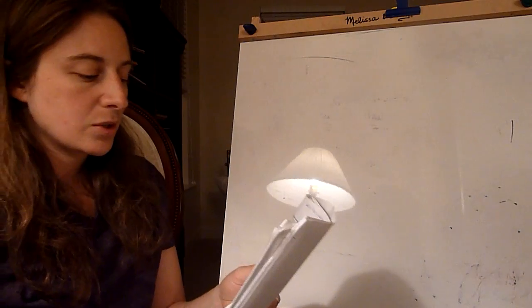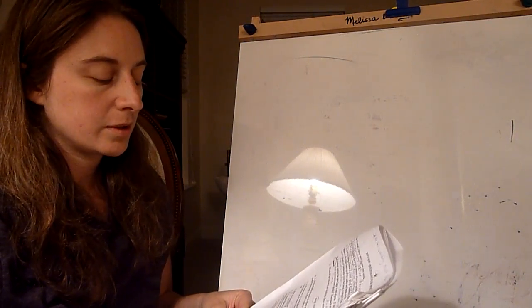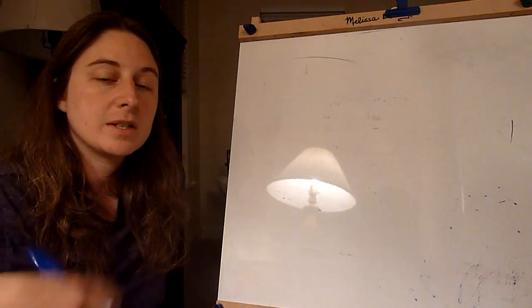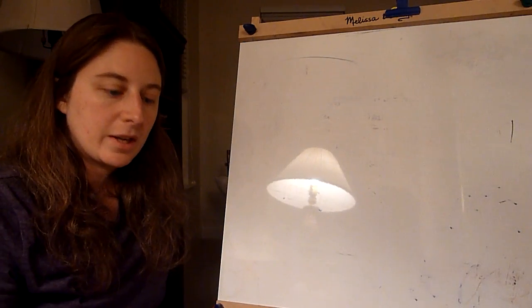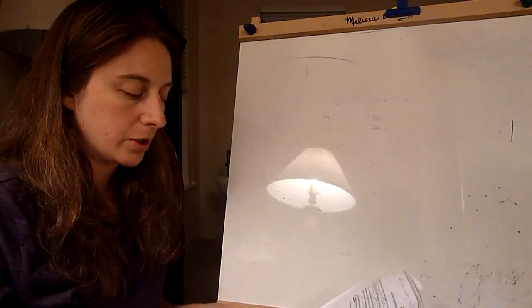Number 6, a physics student measures an object and writes down a value of 13.1 newtons. What was the student measuring, the mass or the weight? And newtons tells us what? Weight. The student's measuring weight if they're using newtons as their unit.